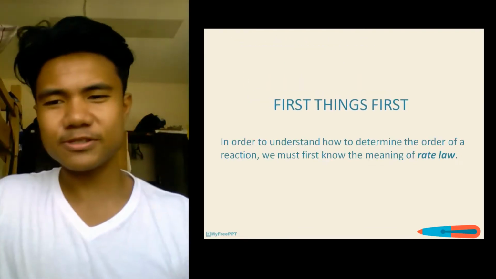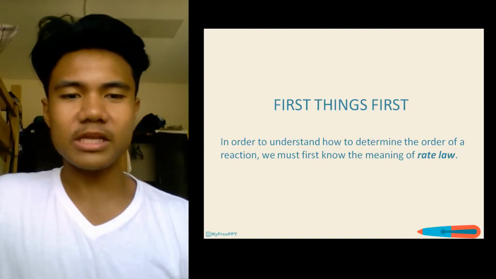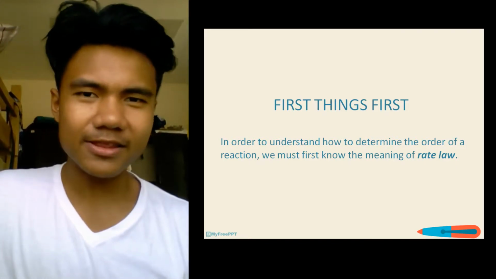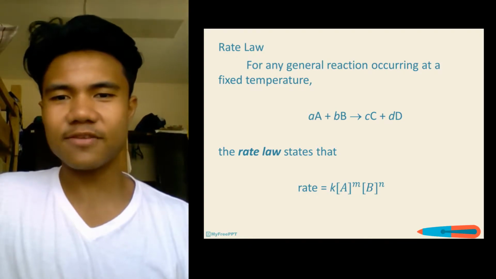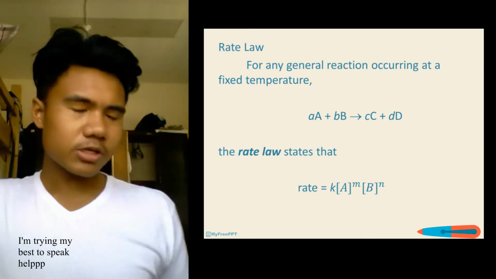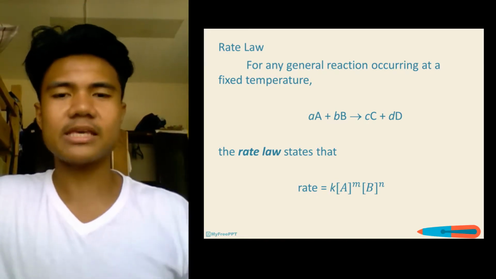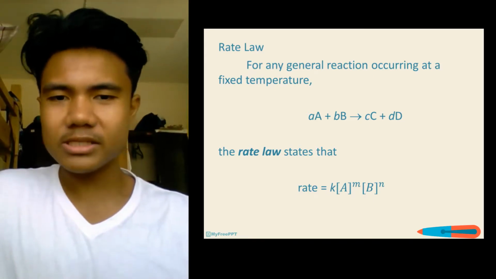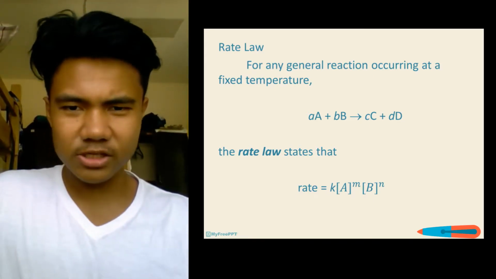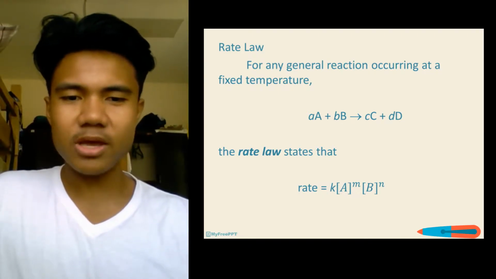So first things first. In order to understand how to determine the order of a reaction, we must first know the meaning of rate law. So let's define it. Rate law for any general reaction occurring at a fixed temperature. If the temperature is not fixed, then the rate varies because the value of K varies with the temperature. So rate law states that rate is equal to K, A raised to M, B raised to N.